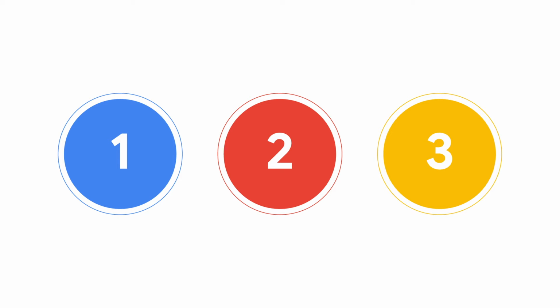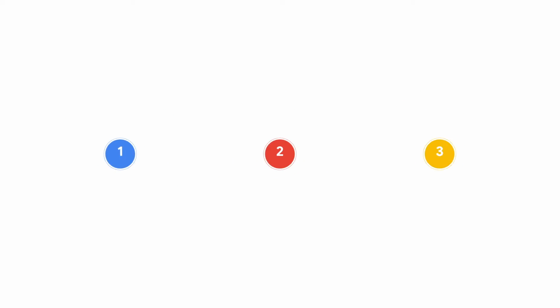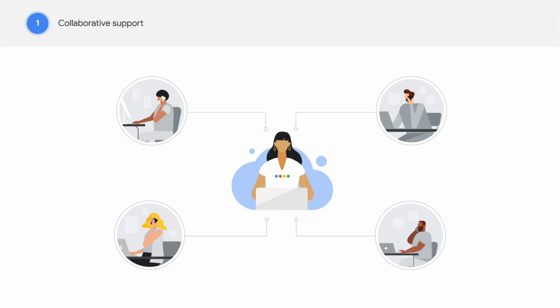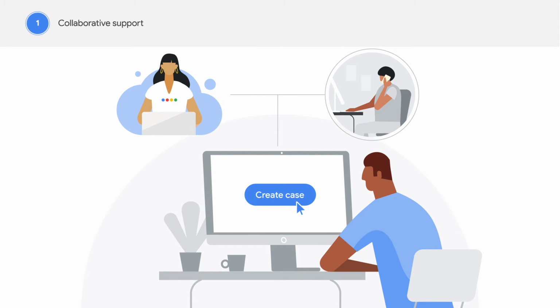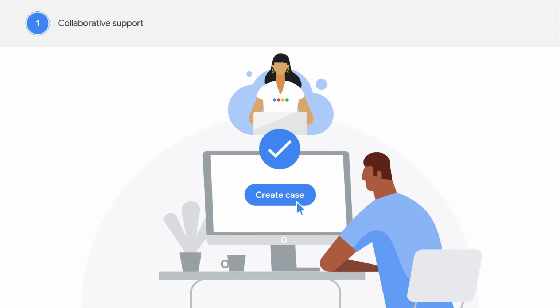We have three different support approaches, depending on the vendor and matter in question. First is collaborative support, a truly joint support experience, where our teams work together with third parties on joint support workflows. You can create a case with Google or the other party, and Google, along with the other company, will work on it for you.